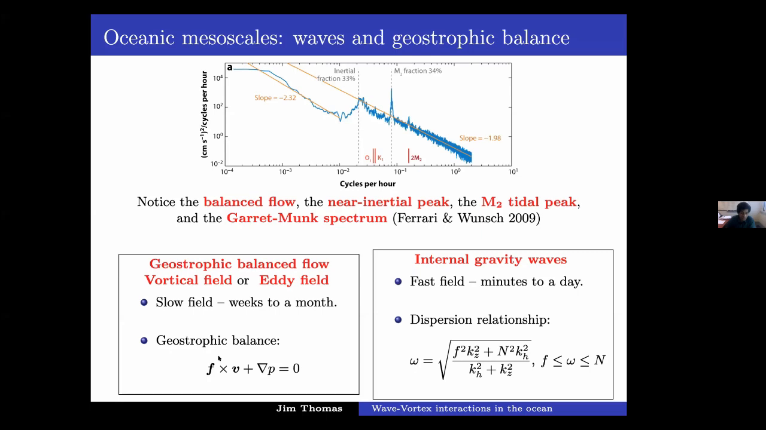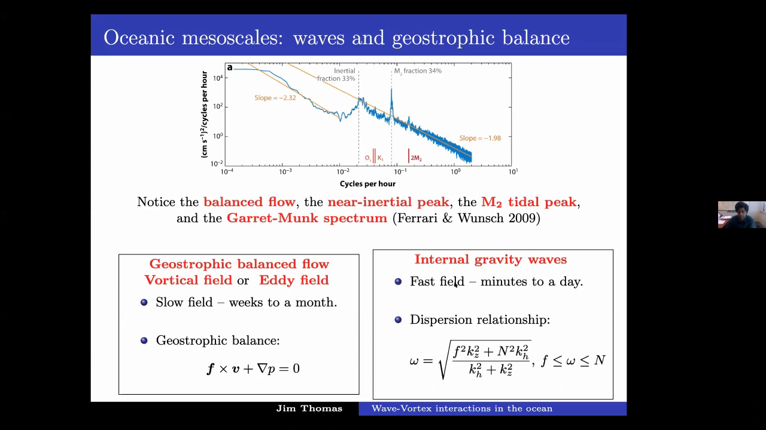If you have looked at small scale flows, for example, a flow in a pipe, the flow is perpendicular to constant pressure surfaces, whereas in geostrophic balance, flow is parallel to constant pressure surfaces or isobars. So that's this condition, geostrophic balance. And this is where all the geostrophic balance component lives, this low frequency component.